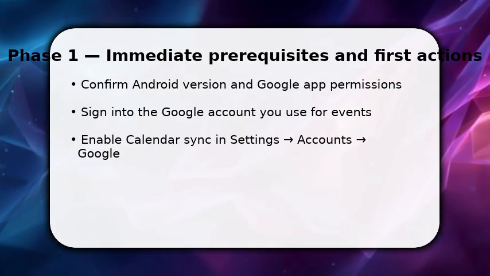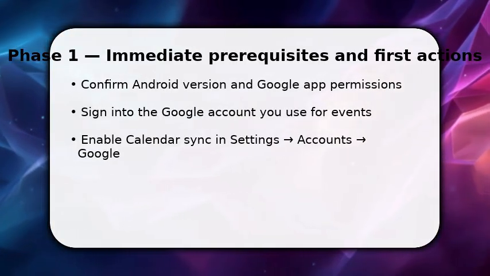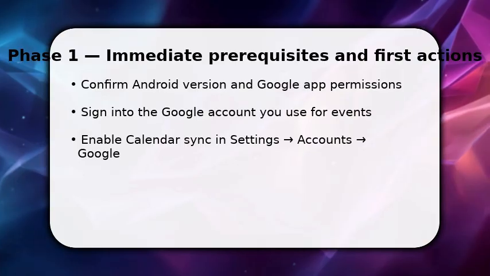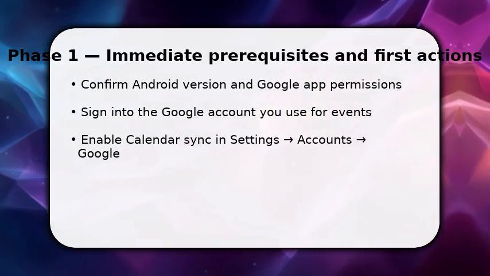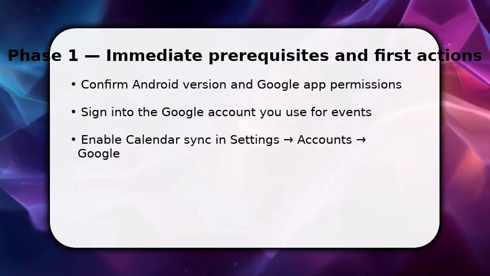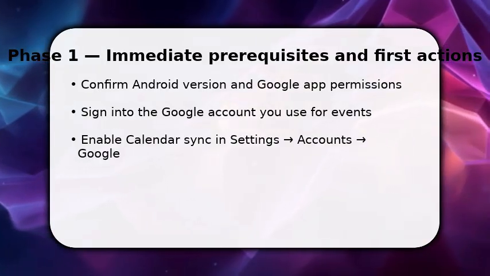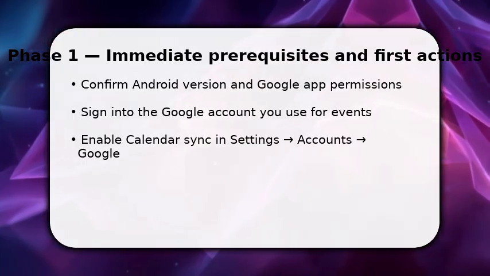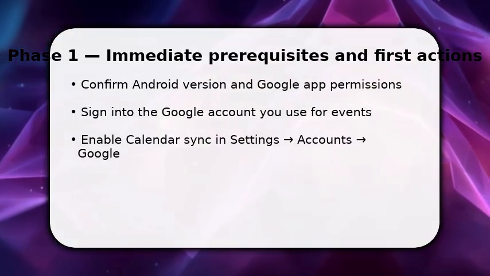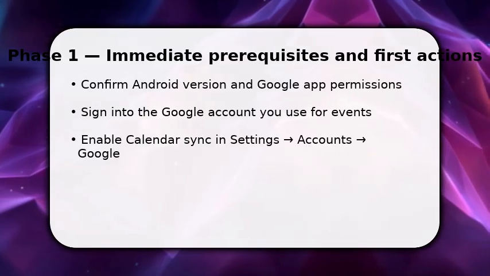You start by making sure your phone is ready. Check Android version and grant calendar permissions. Open settings and confirm the Google account you'll use. This ensures events sync. Next, go to Accounts, select Google and toggle Calendar Sync on. This is the first actionable step because without sync you can't see or add items across devices.